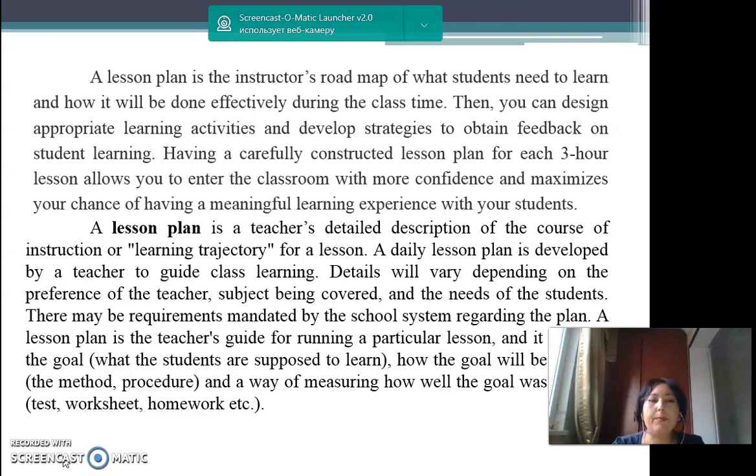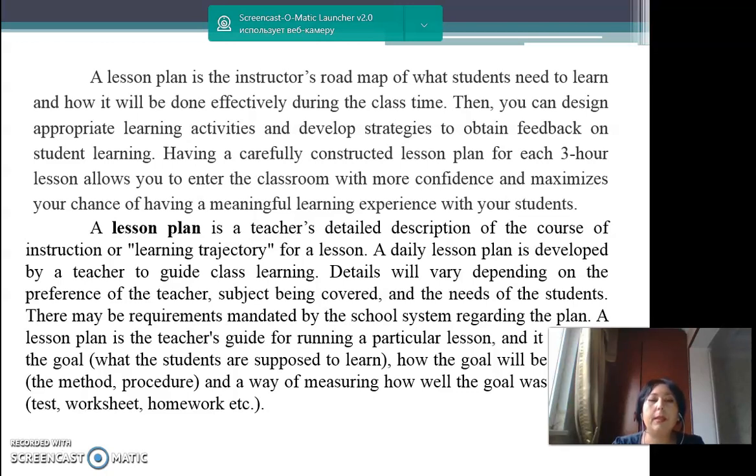A lesson plan is a teacher's detailed description of the course of instruction or learning trajectory for a lesson. A daily lesson plan is developed by a teacher to guide class learning. Details will vary depending on the preference of the teacher, subject being covered, and the needs of the students. There may be requirements mandated by the school system regarding the plan.